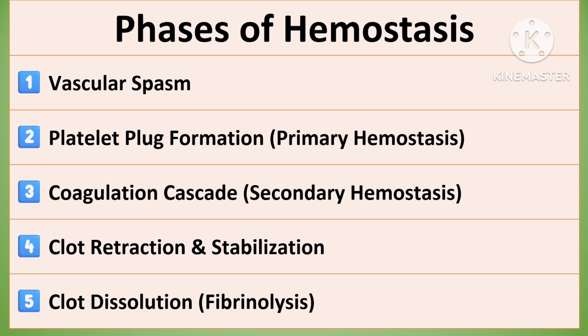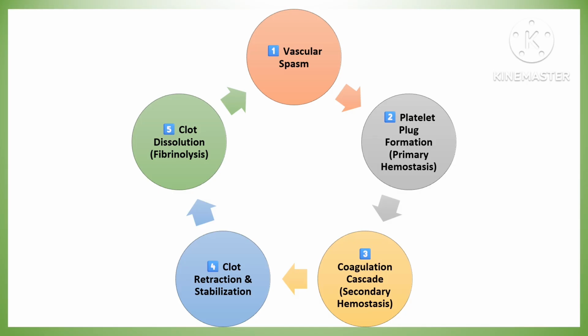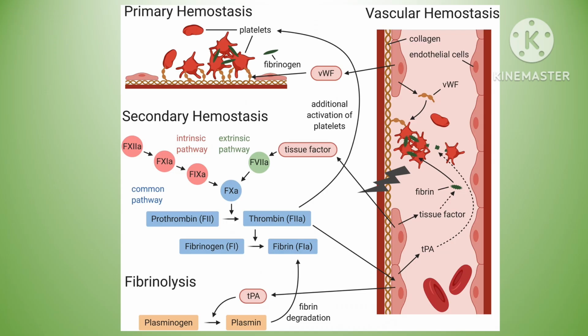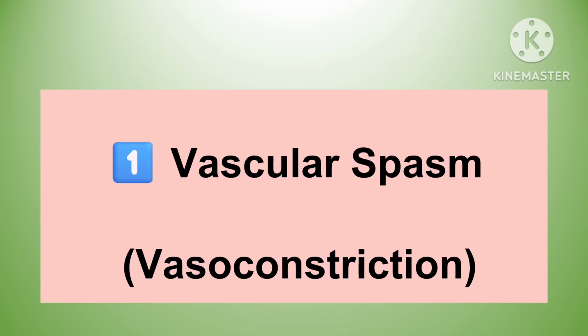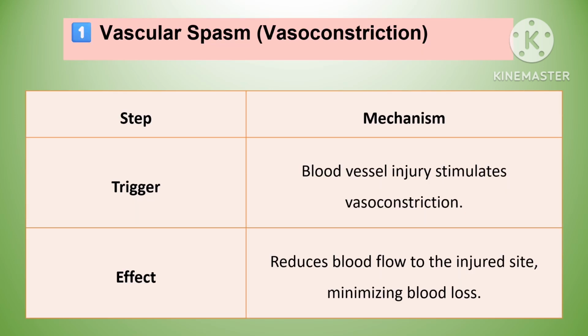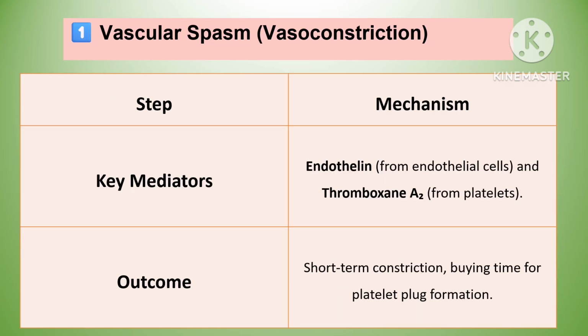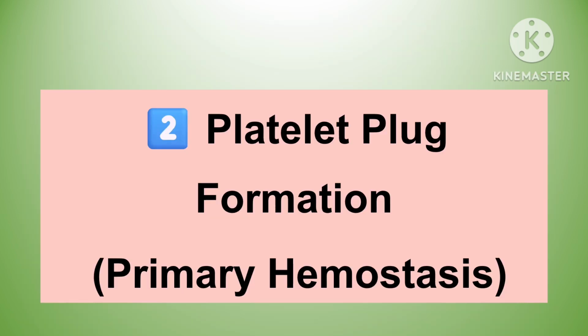The first line of defense is the vascular spasm or vasoconstriction, where the smooth muscles in the vessel contract, narrowing the blood vessels to reduce the blood flow. This is triggered by endothelin, a chemical released by the damaged endothelial cells, and thromboxane A2, which is produced by platelets. This phase is temporary but buys time for the next steps.